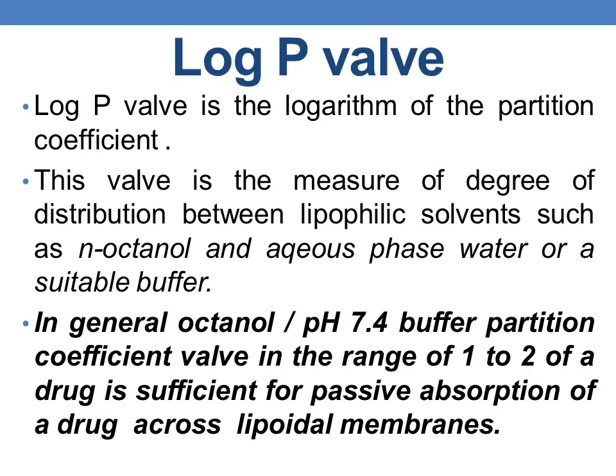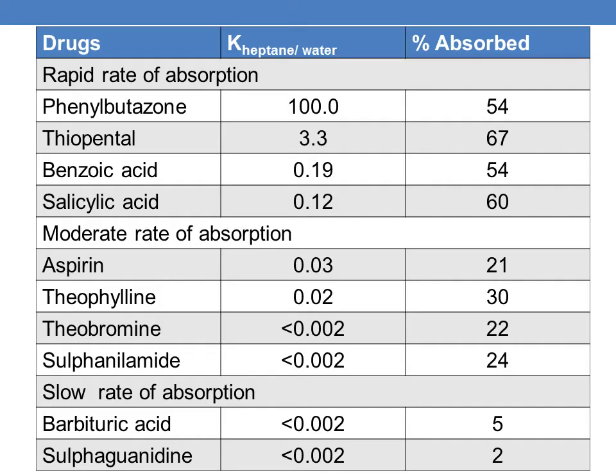In general, whenever we determine the partition coefficient of any drug in octanol and pH 7.4 buffer solution, a partition coefficient value ranging from 1 to 2 is sufficient for a drug for passive absorption. So let us look at a table. It indicates a direct correlation between the partition coefficient and the percentage absorbed.